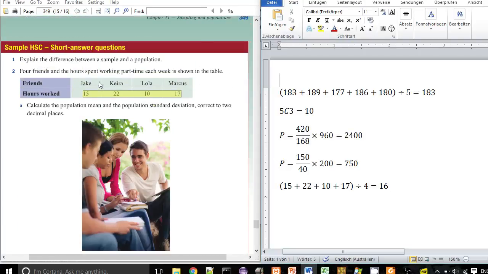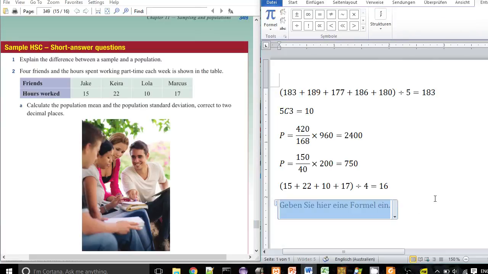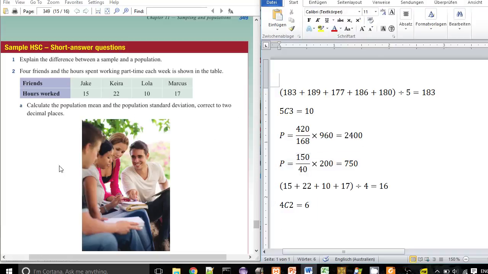2 are chosen. So if there's 4 and you're choosing 2, on your calculator, if you do 4 choose 2, you get 6. But for JKLM, it's going to be JK, JL, JM, KL, KM, LM. I'm trying to be systematic, but yeah, there's 6 of them.